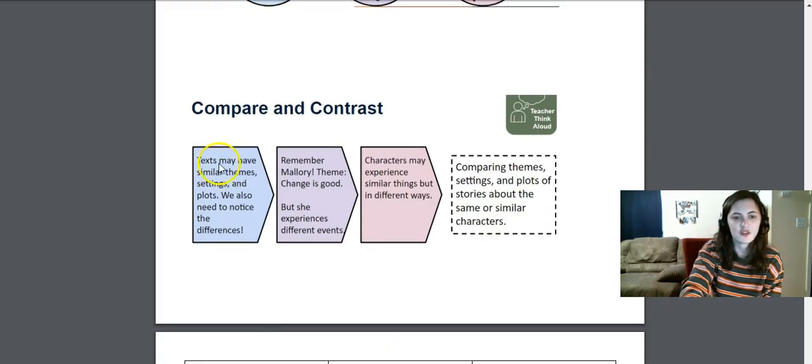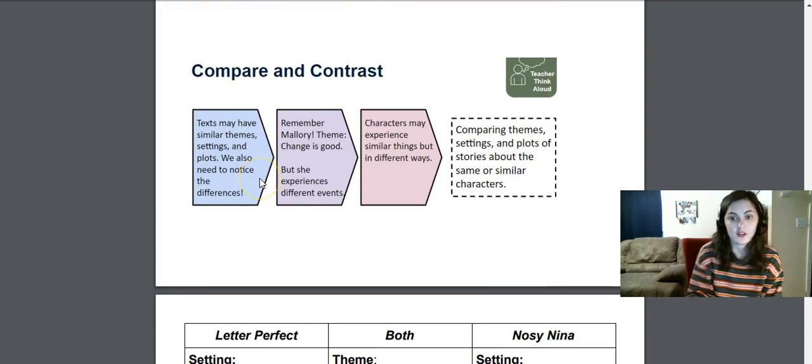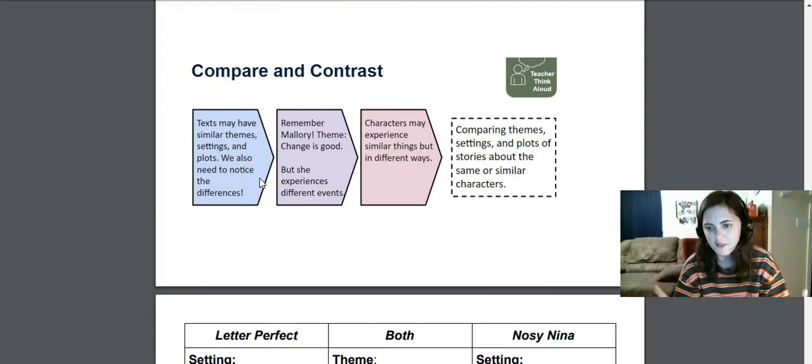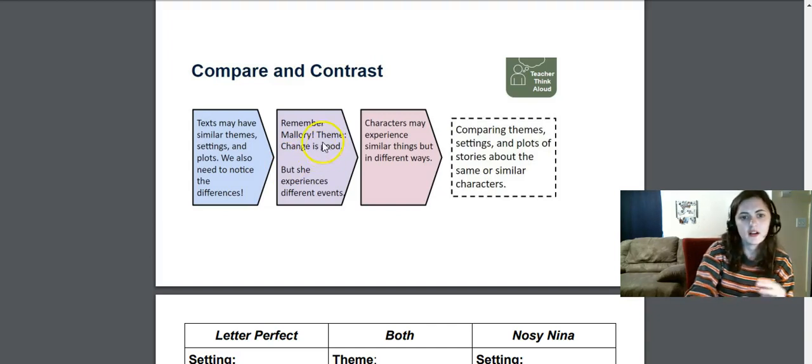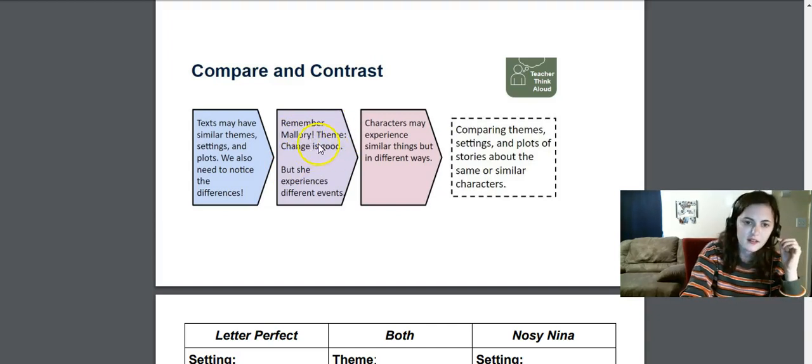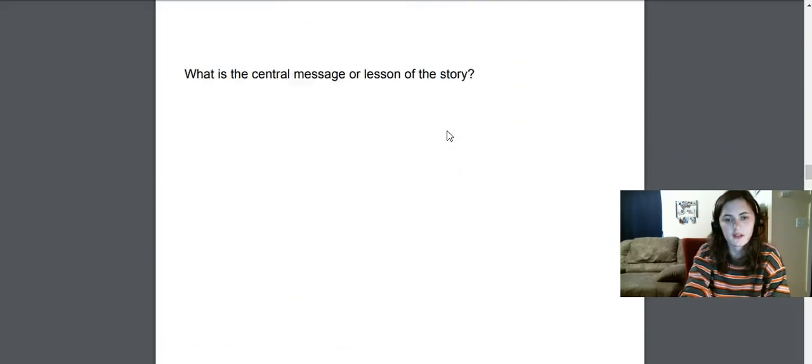When you're comparing and contrasting stories, you're going to look for similar themes, or maybe they're different. Compare means to tell how things are the same, and contrast means to tell me how things are different. With the theme, it can either be extremely different or pretty similar, so you'll look for that. Here it is talking about how change is good, so that's going to be in reference to your story.